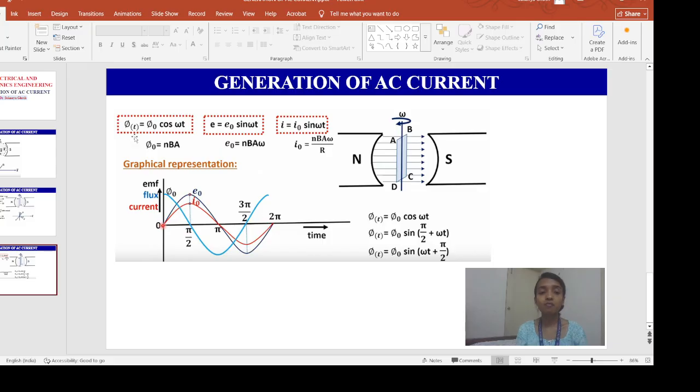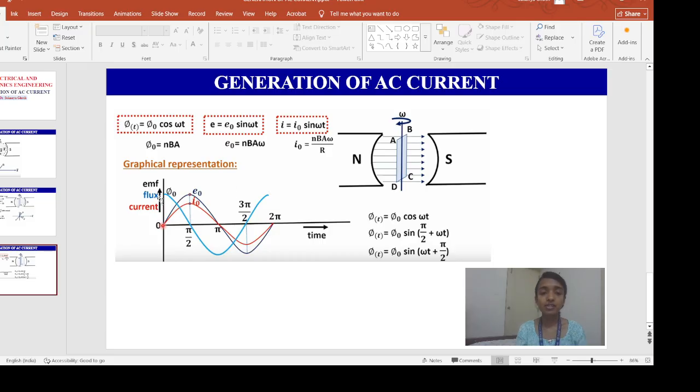Now come to this flux. How will we draw the flux? It is written as phi t equals phi naught cos omega t. Cos omega t, how can we represent it? Sine of pi by 2 plus omega t. So we can also write it as sine omega t plus pi by 2. That means this is a leading phase. The flux is leading from this EMF and the current. So this blue color waveform represents my flux.